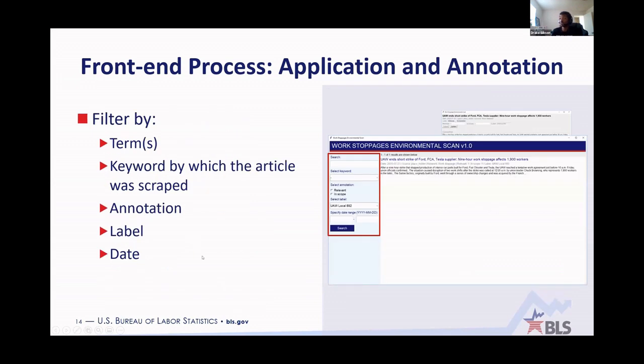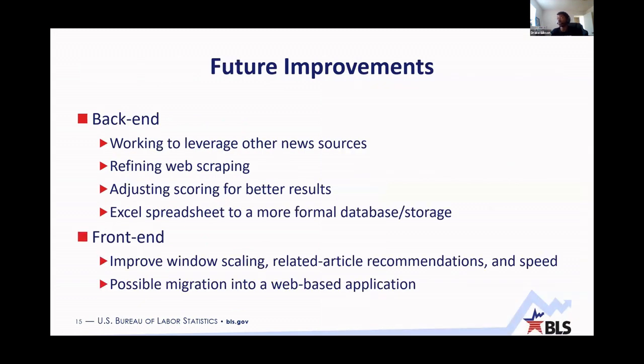On the left-hand side, you can see the search option, so you can filter articles by terms, keyword, which is in this great article, the annotation, the label, and also look at a specified date range for these articles as well. We've been scraping since about, I want to say, February or March, so we have a pretty good baseline for articles that may or may not actually be relevant.